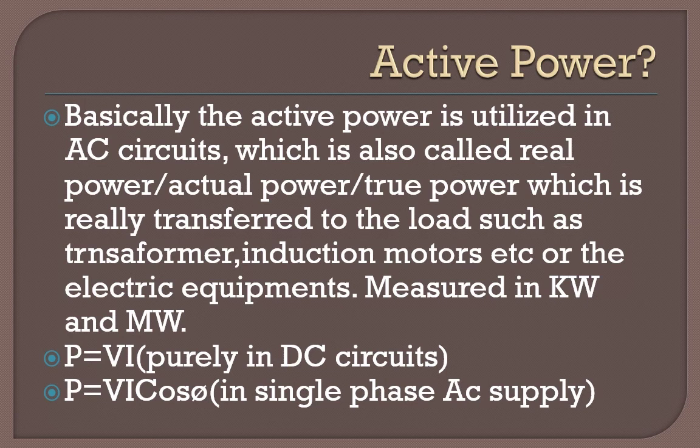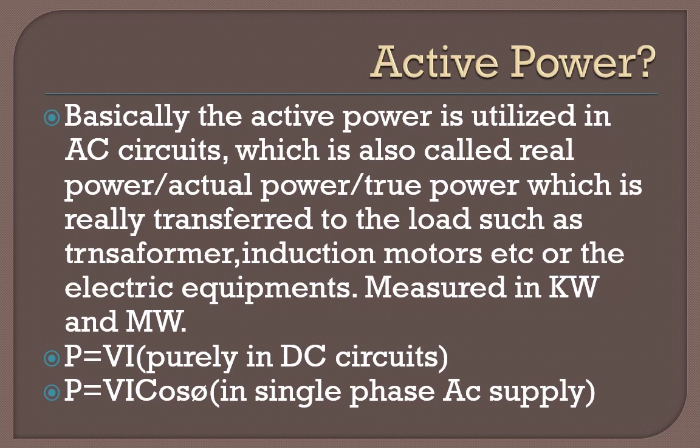The active power lies in both circuits, AC and DC. In a DC circuit, the phase difference tends to 0. That's why the cos factor value is equal to 1. P is equal to VI.